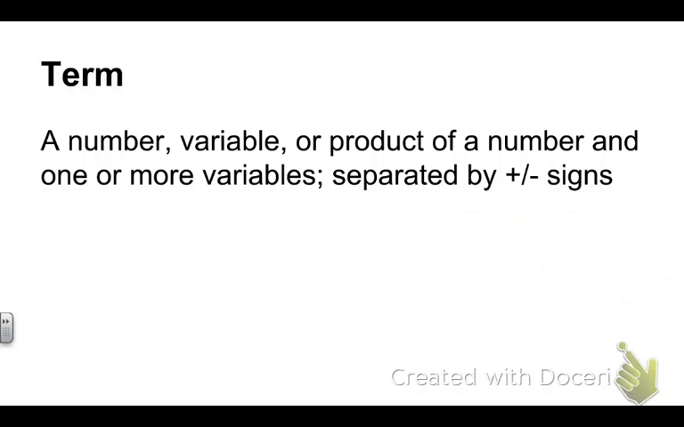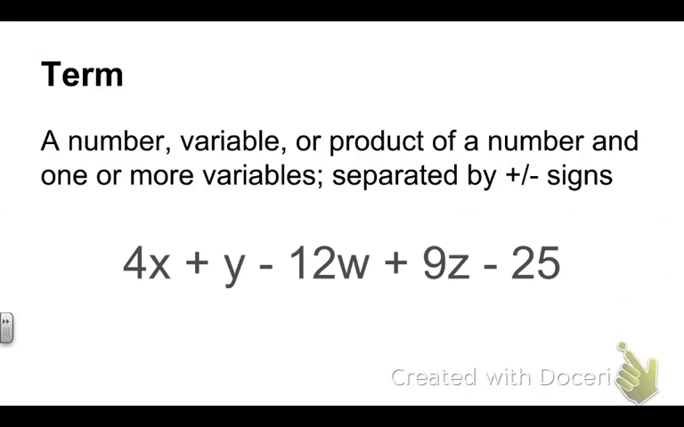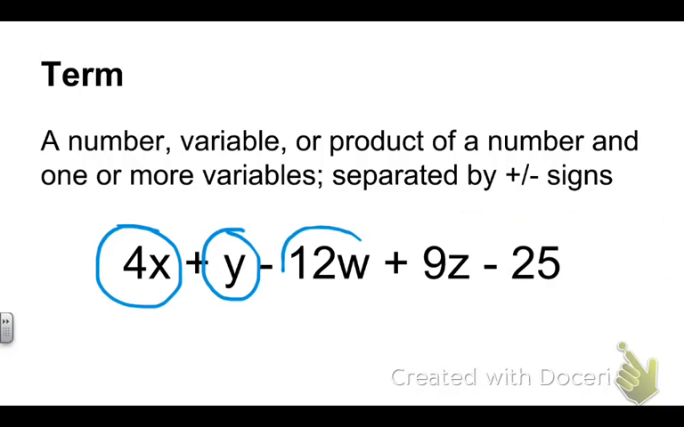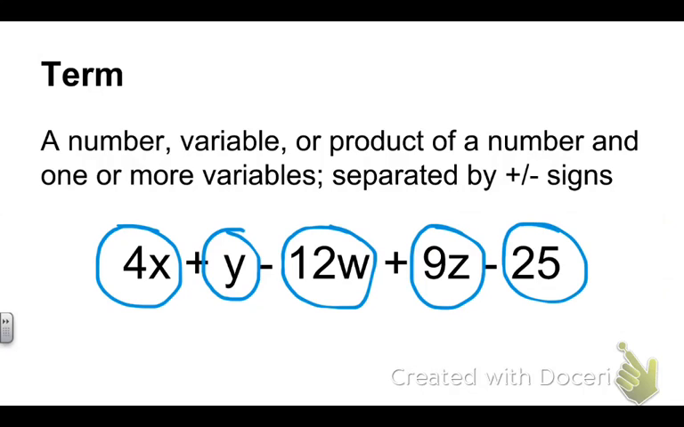A term is a number, a variable, or a product of a number and one or more variables. And they're separated by the plus and minus signs. So if you look at this example here, I want you to try and think about how many terms are in here. Alright, before I show you, just kind of think about it. Alright, now if it's separated by the plus and minus signs, this is one term. This is another term. Another term, another term, and another term.